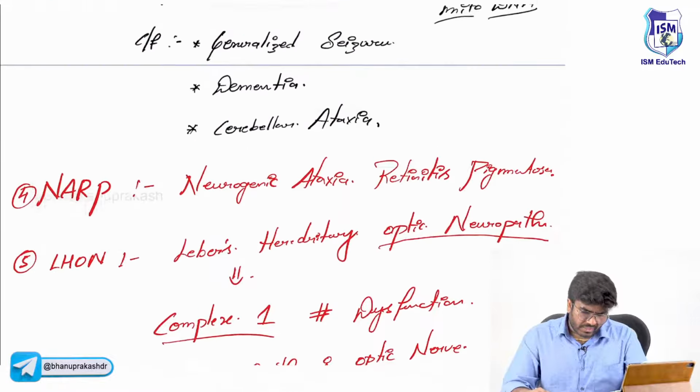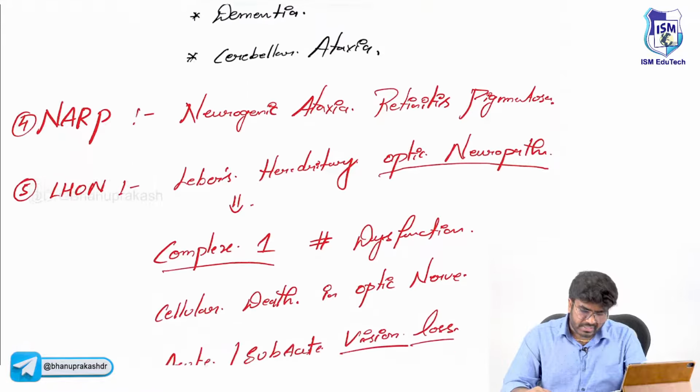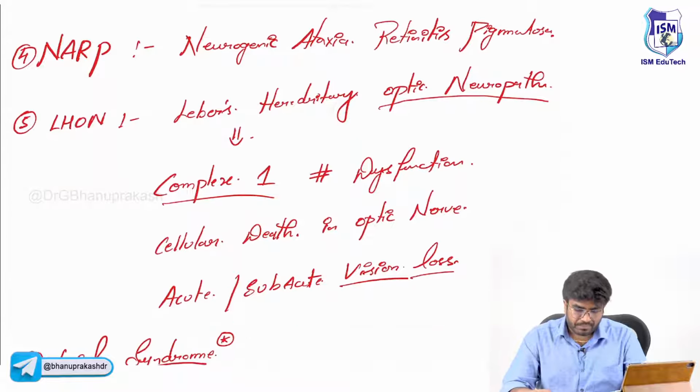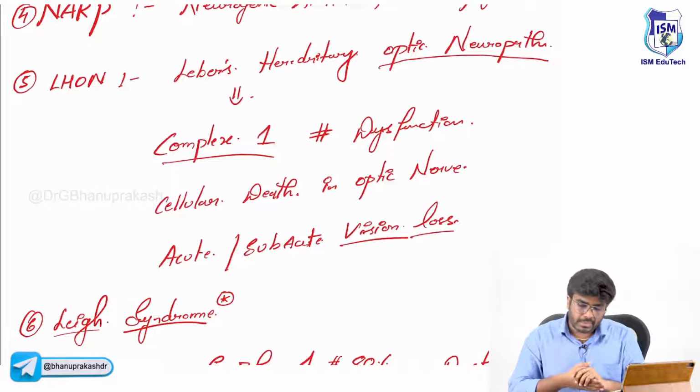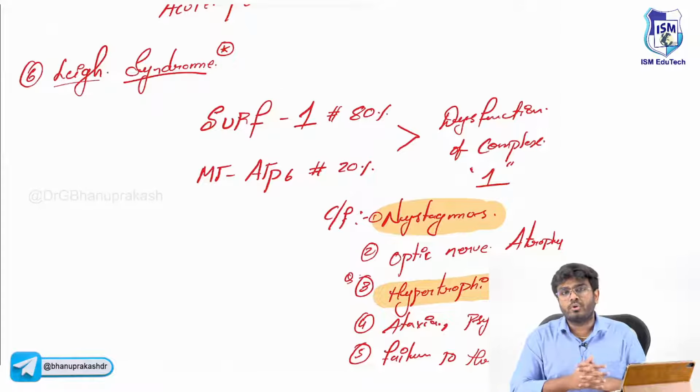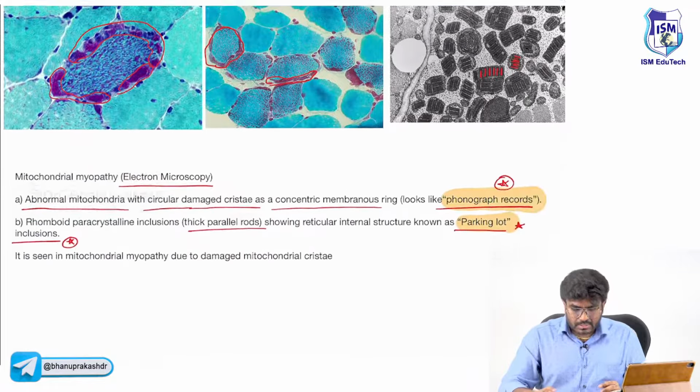After this, what we have discussed: MERRF completed. After this, NARP, neurogenic ataxia retinitis pigmentosa. LHON means Leber's hereditary optic neuropathy, where sudden acute or subacute visual loss is seen because of dysfunction in complex number 1. And Leigh syndrome, SURF1 gene mutation as well as MTATP6 gene mutation, done.